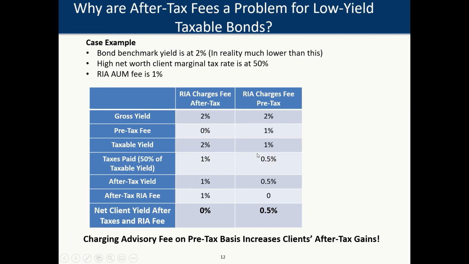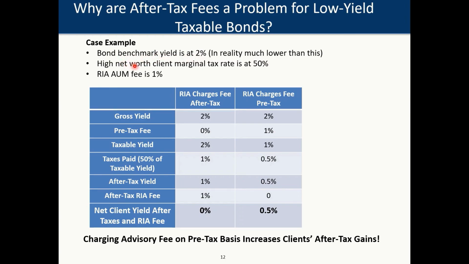So let's go over a math example. I like to keep these simple, just so everyone can follow. Let's go over why after-tax fees are a problem for low-yield taxable bonds. Let's just use some examples. The bond benchmark yield is 2%. In reality, it's much lower than this. The intermediate bond indices like the AGG are significantly lower than 2%, closer to 1%, but we're using 2% just to simplify the example.